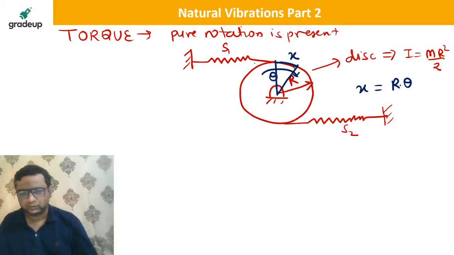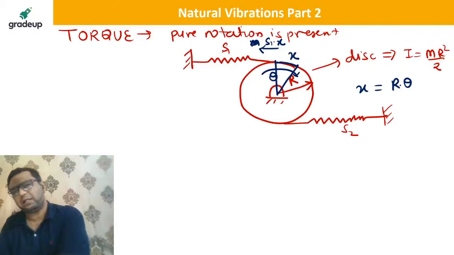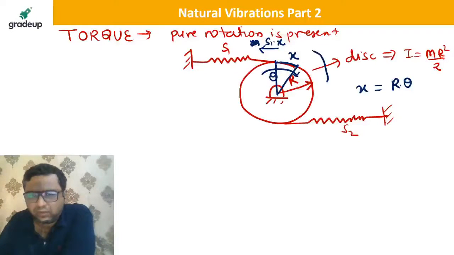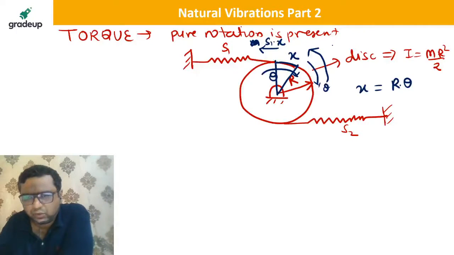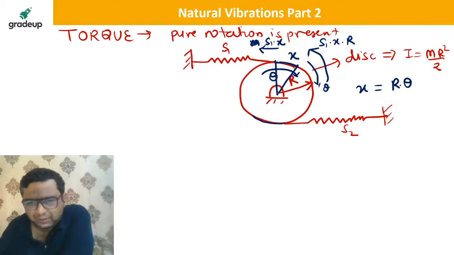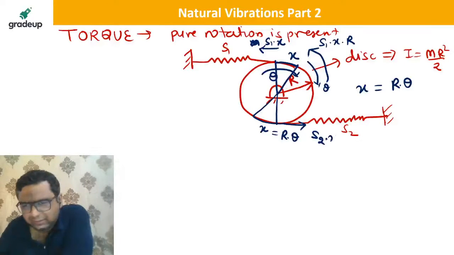So when the spring is extended, it will apply a restoring force equal to S1 into x. And you know that the restoring force is S1 into x, so because you have rotated by theta, the restoring torque will be S1 into x into r. Similarly guys, as it is rotated, definitely this S2 spring is also going to be extended. Again x is equal to r into theta. So again there will be a restoring force, that is S2 into x, and a restoring torque S2 x into r.